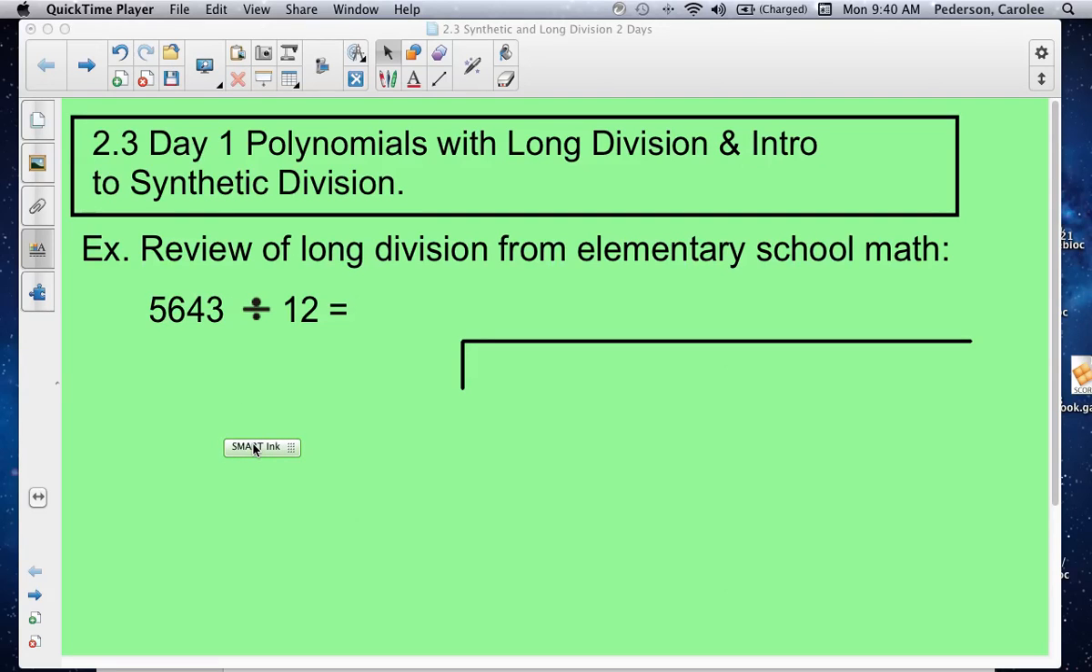This is 2.3, day 1, polynomials with long division, introduction to synthetic division. This first example I don't want you to write down, just reviewing how you did long division in elementary school.